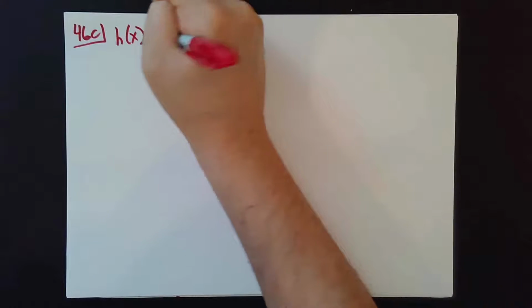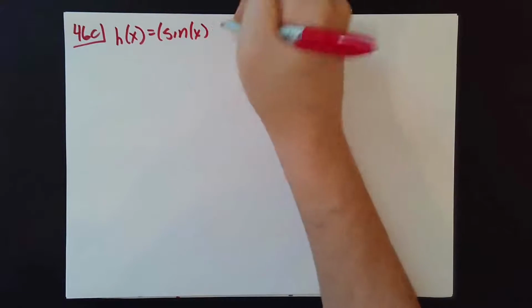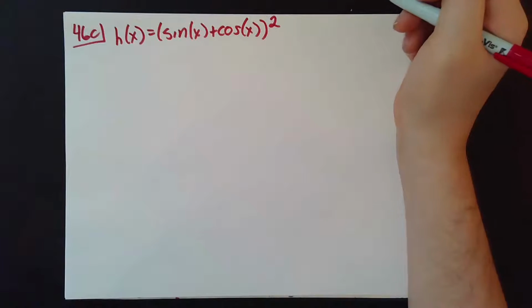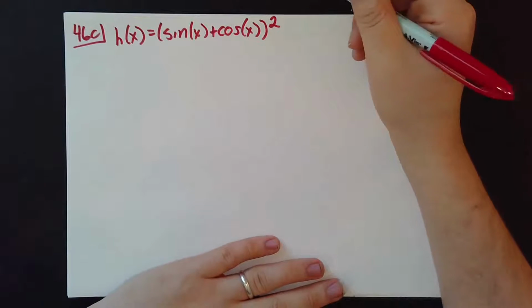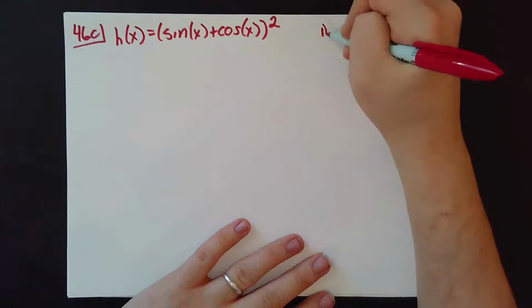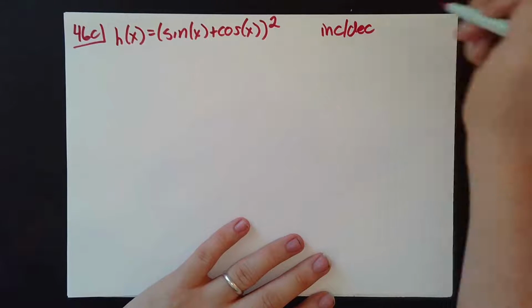46C. Let's have a look at this one. Okay, so this one asks about intervals of increasing and decreasing. And our function here is h of x equals sine of x plus cosine of x all squared. So again, we want the intervals of increasing and decreasing between 0 and 2 pi. So this is a first derivative test question.